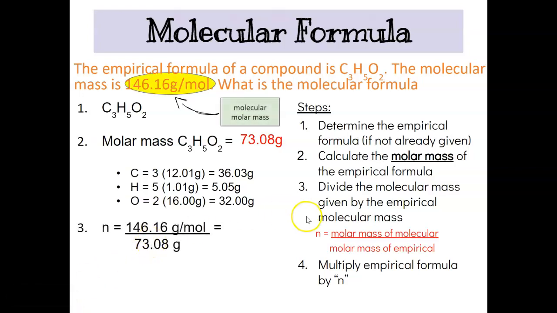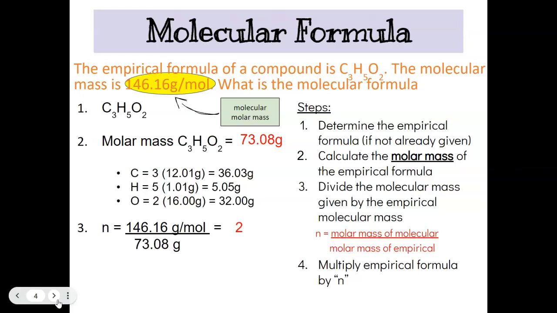Okay, so now let's calculate N. N is going to be the mass of the molecular formula divided by the mass of the empirical formula. So 146.16 divided by 73.08. And it makes sense because we know that the molecular formula is going to be a multiple, so the mass of the molecular formula should be larger. So that will give us 2. Okay, so our N value is 2.